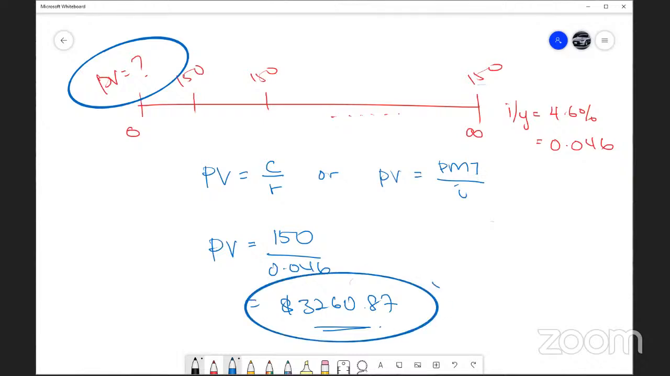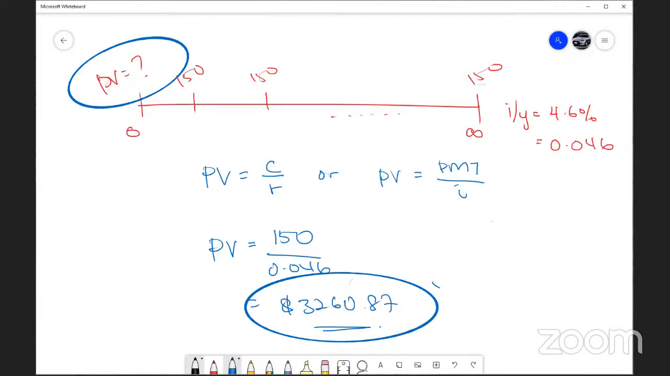That means today you pay 3260.87 to the British government to buy the British console, and then you will enjoy 150 annual payment per year forever. Most likely when you say forever, yeah, until you die lah. So this is very easy.